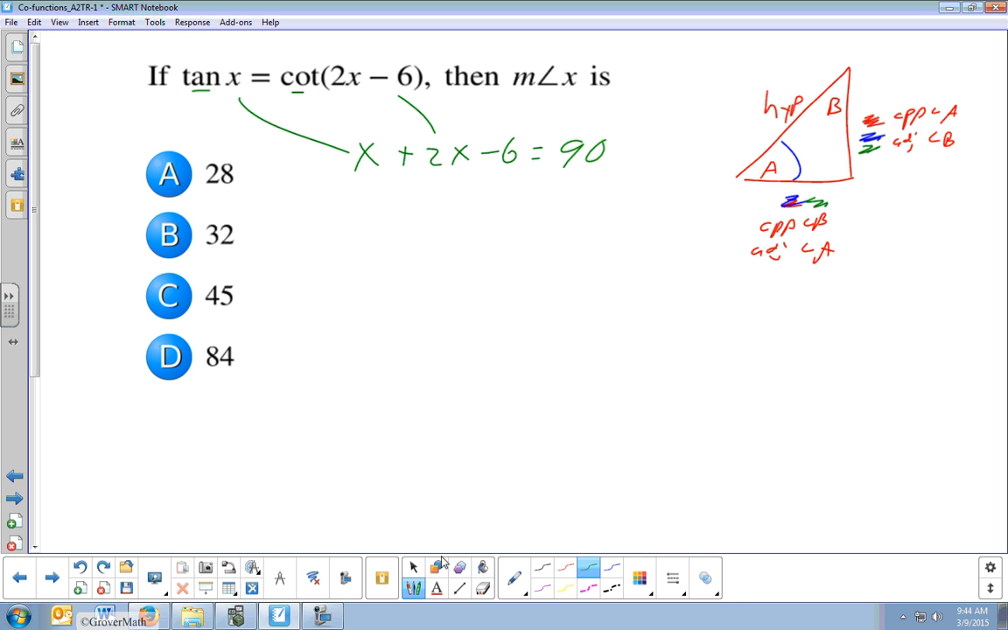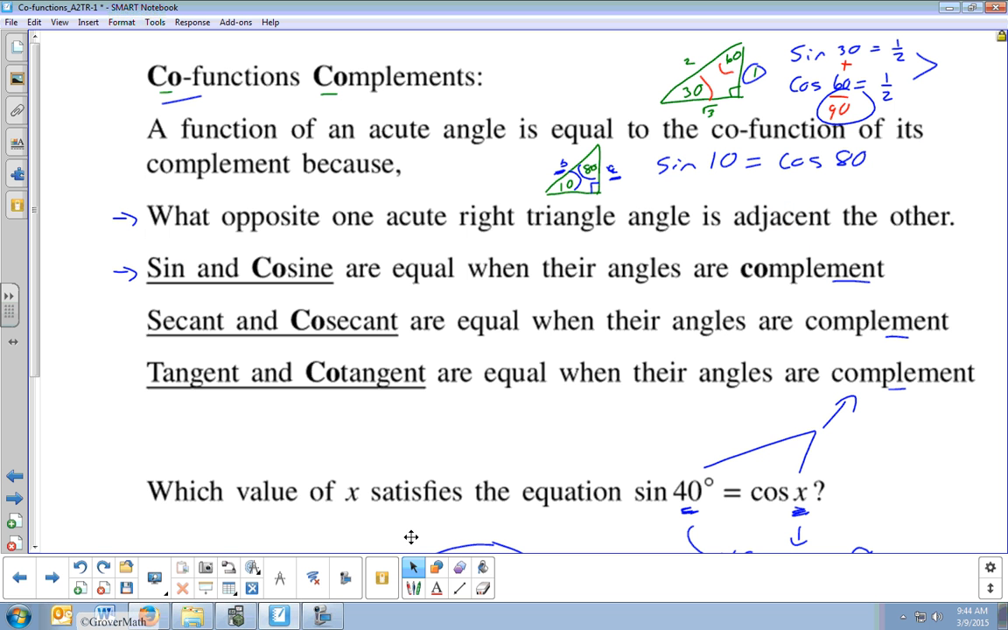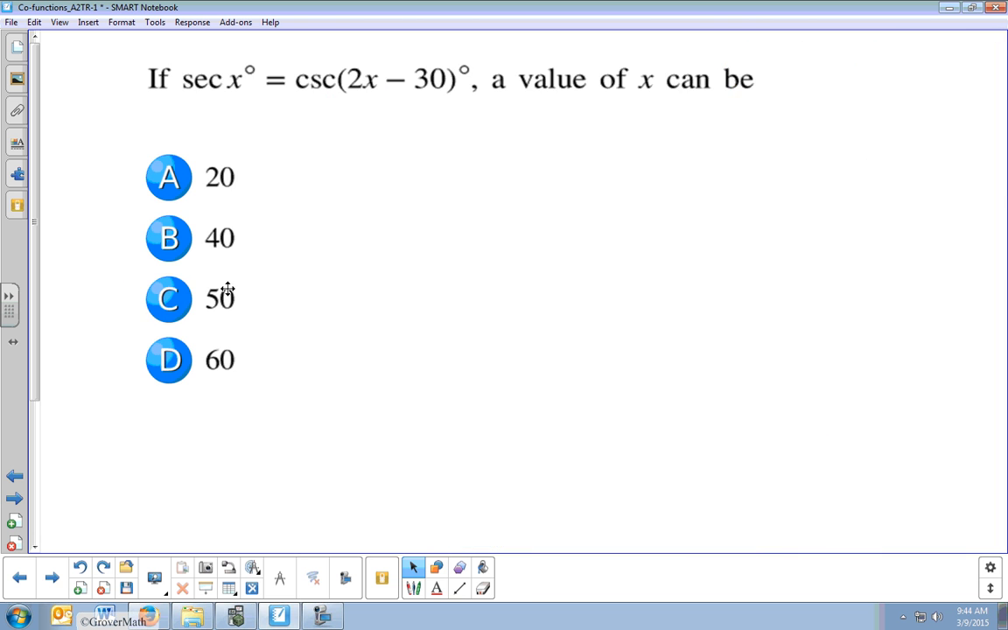It just works out that it's the same thing, because what's opposite one acute angle in a right triangle is adjacent to the other. And so sine and cosine are cofunctions, secant and cosecant, tangent and cotangent, and it's easy to remember which one goes with which because they have the co of the other word. So let's just finish this problem.